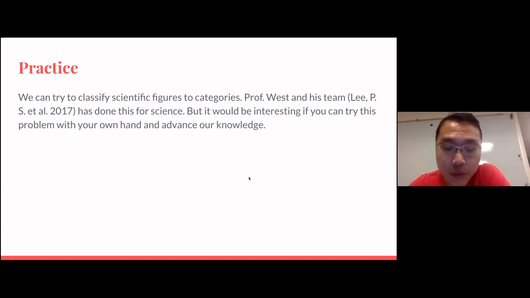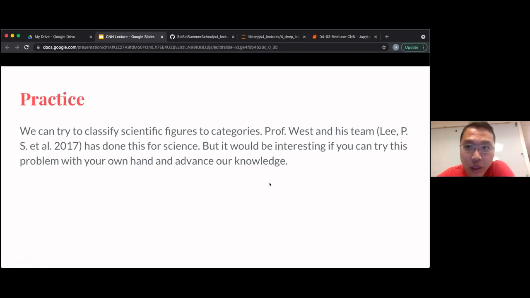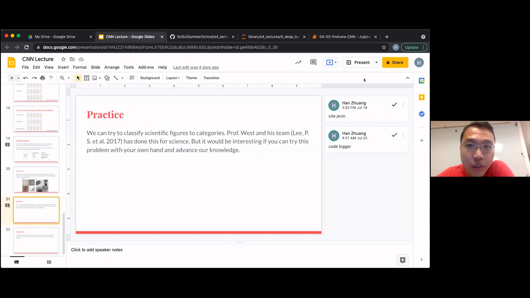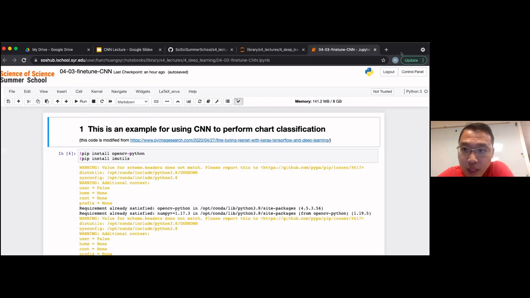Because we have a 15 minute activity, I want to show you how to use a convolutional neural network to work on this kind of problem, classifying scientific figures into categories. I hope this is an example from which you can learn some important skills to use convolutional neural networks to solve your problem. I will introduce the code and give you a sense of how it was developed and how to use a convolutional network to solve this problem. Then after my presentation, you can work on this problem by yourself and see if you can improve the accuracy. So now let's see the code.